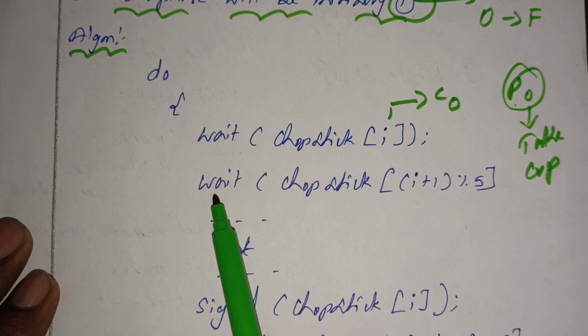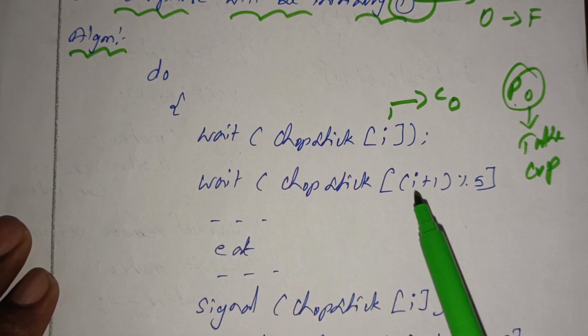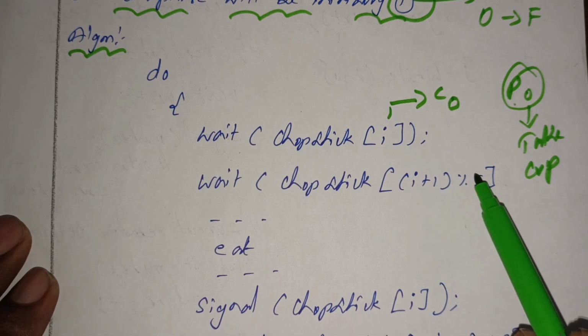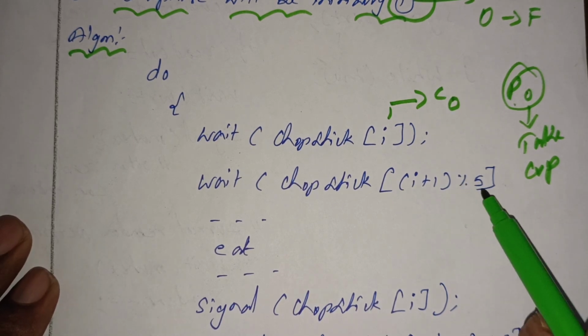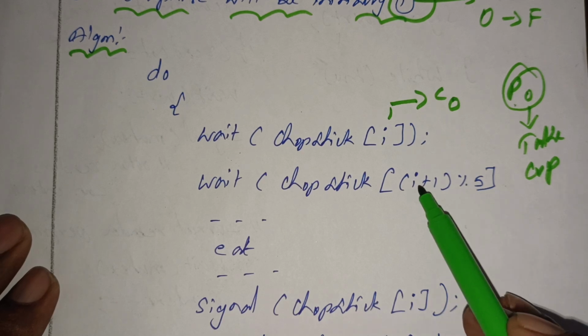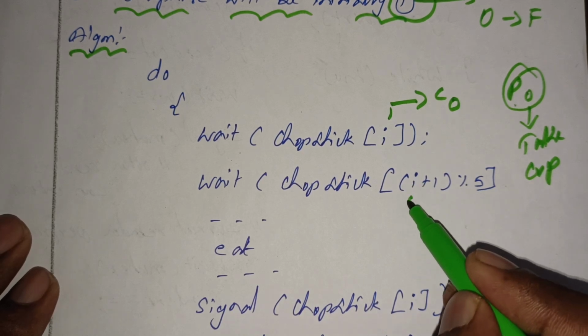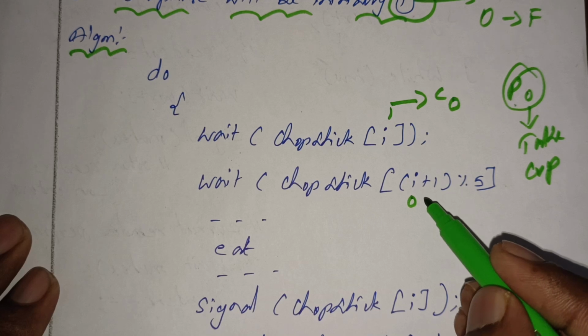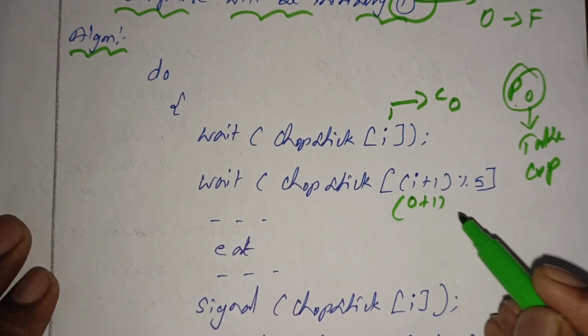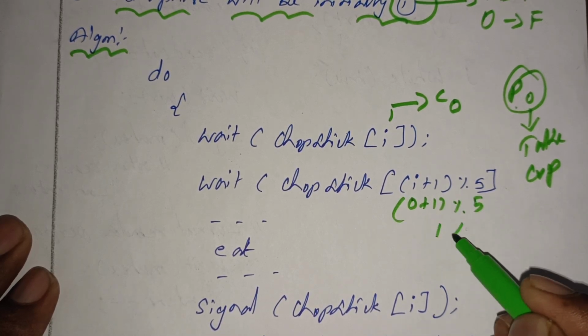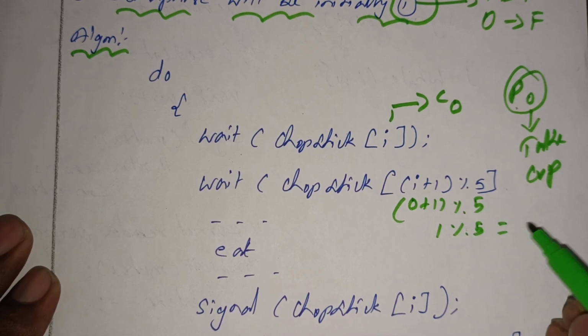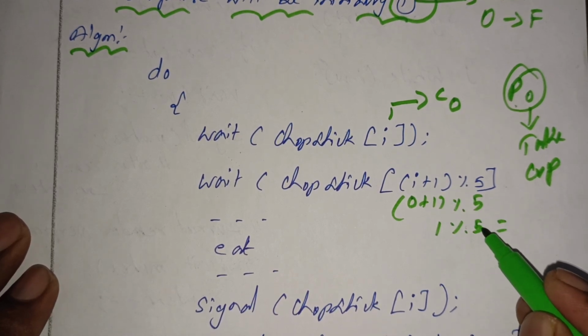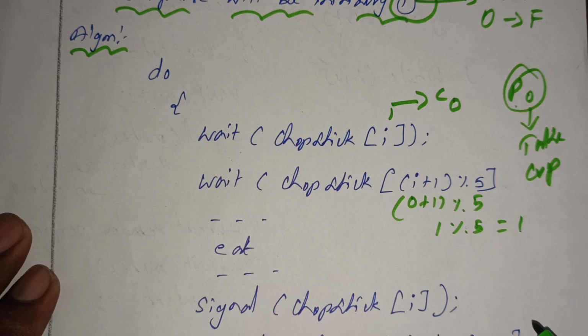Say for example, philosopher 0 is going to acquire chopstick of (I plus 1) percent 5, that is modulus 5. What is this I plus 1? I is initially 0, right? And then plus 1, so I plus 1 means 1. 1 modulus 5. You know very well what the modulus value is. If it is less than the divisor, then it gives the same value, that is 1. That means I am going to pick up C1.